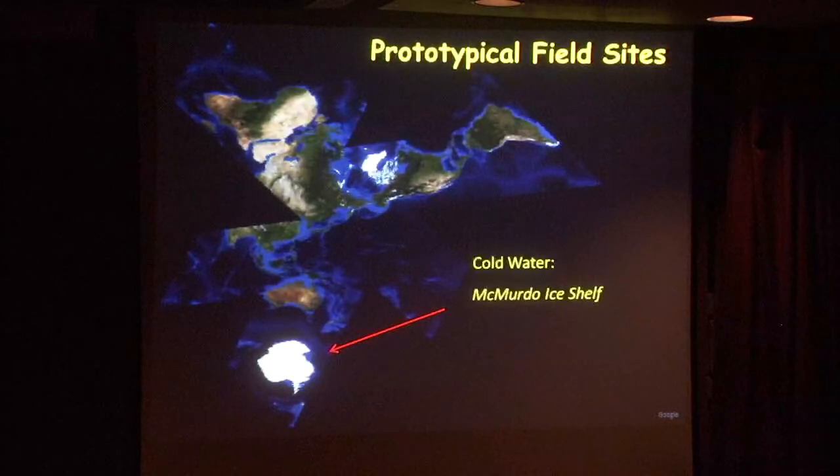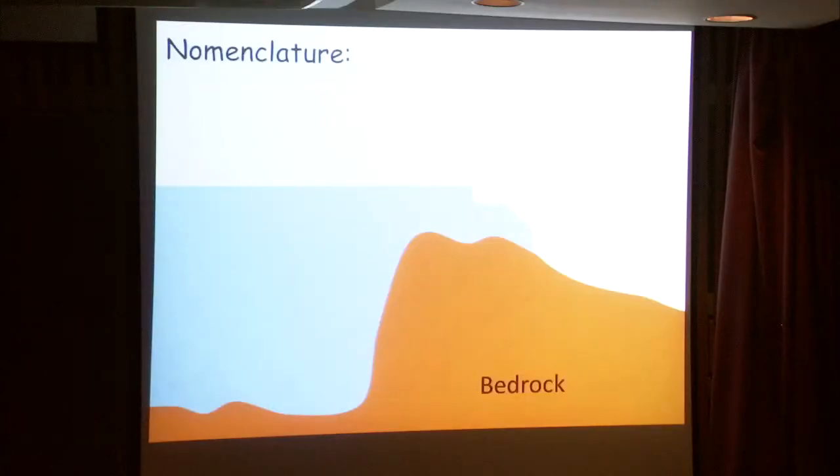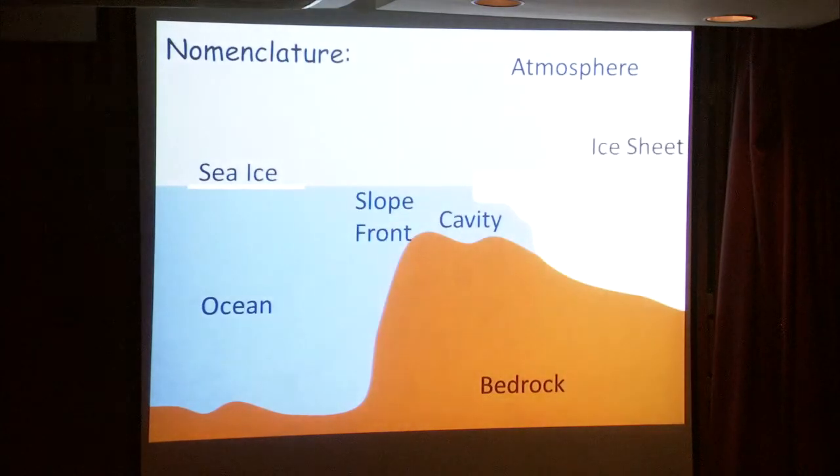The three regimes we're going to look at: a cold water regime from the McMurdo ice shelf, a warm water regime from Pine Island Glacier, and a glacial water place, Jakobshavn. Some of the names most of you know, but in case you don't, the words we're using are flashing on the screen, and you can follow them without me saying them.